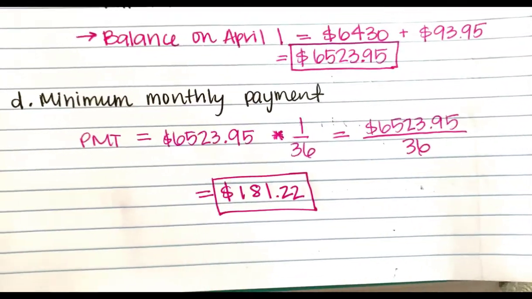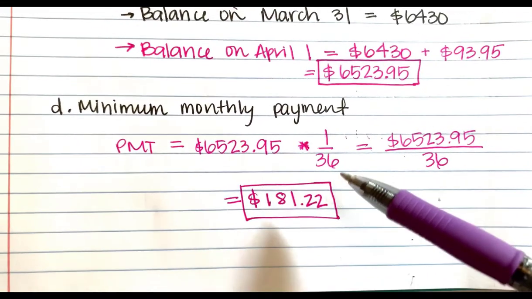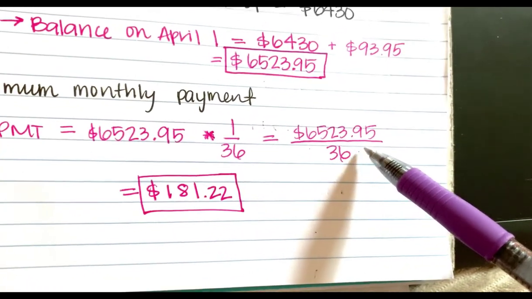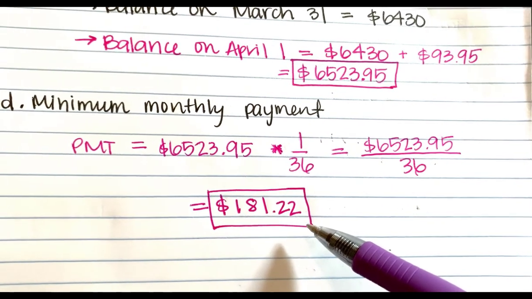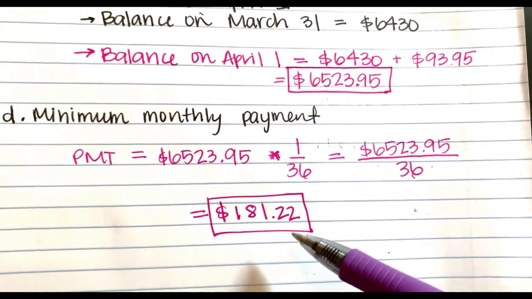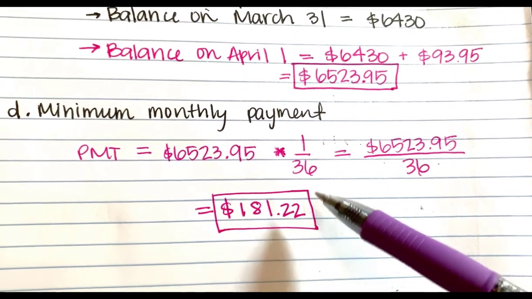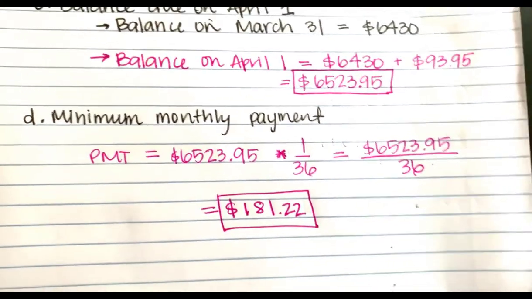And then the last part is the minimum monthly payment. Minimum monthly payment, you have to take your new balance on April 1st and you have to multiply by 1/36, or you can just divide it. And this is how much we have to pay. If we were going to quit spending stuff on our credit card and we wanted to pay it off, we'd have to pay this minimum amount to be done with it.